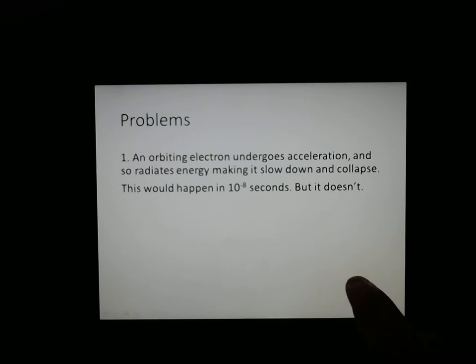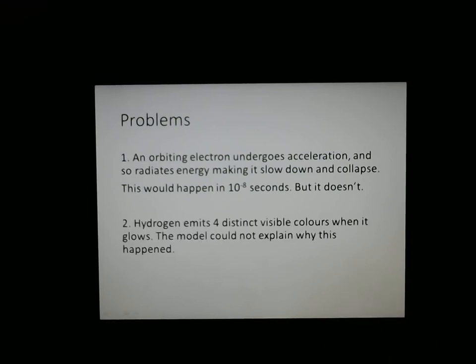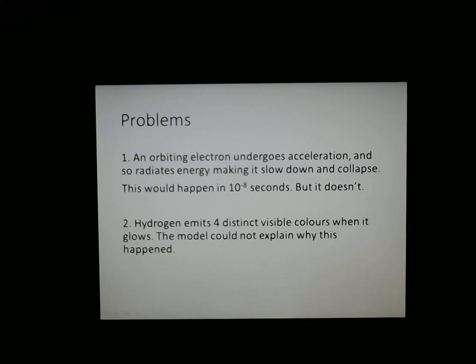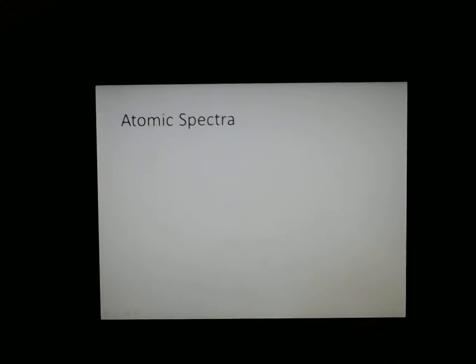The second problem was about atomic spectra. That's the particular colours that gases emit when they get hot enough, or absorb when white light is shone on them. The model of the atom just couldn't explain it at all, and hydrogen here emits 4 distinct colours. So there's no explanation within Rutherford's atomic model that said this is why this happens. So let's talk about atomic spectra a little bit.